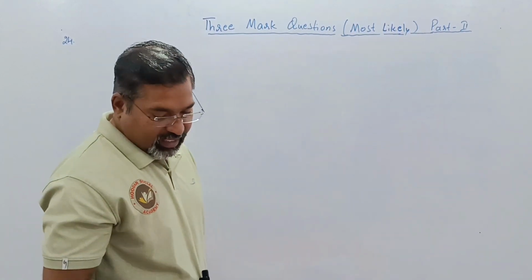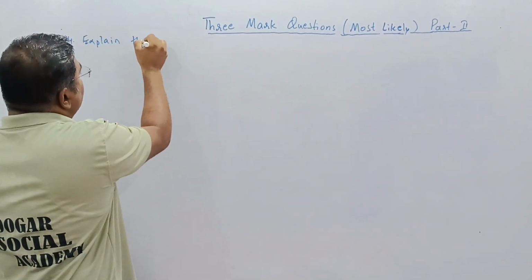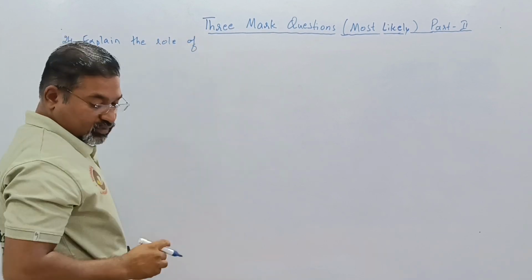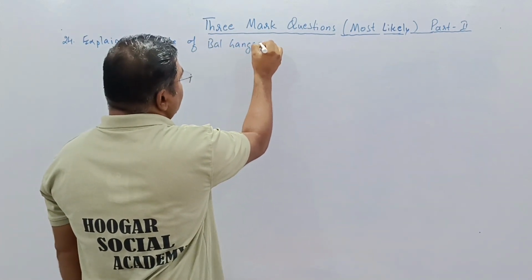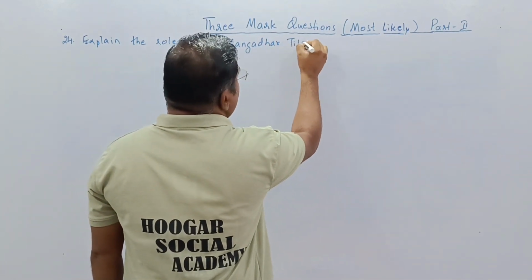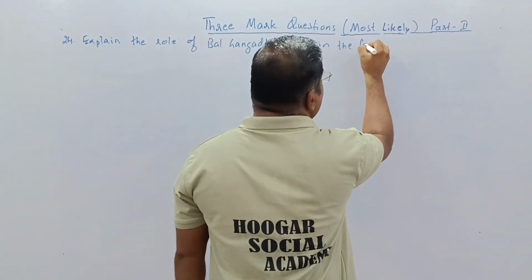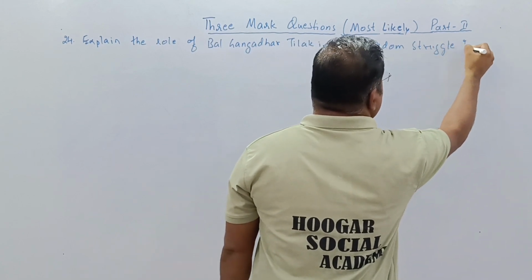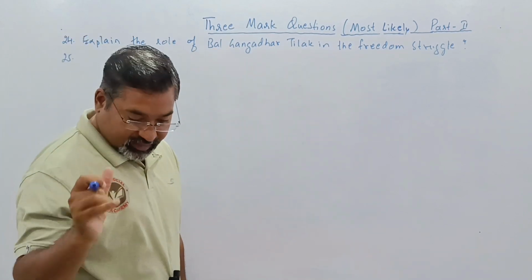And the 24th question, what does it ask? Explain the role of Bal Gangadhar Tilak, very important personality, in the freedom struggle or in the freedom movement. About the role of Bal Gangadhar Tilak it is.